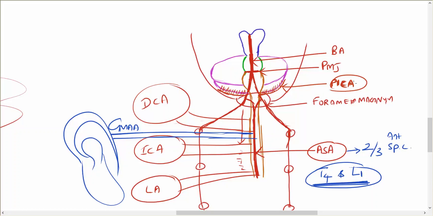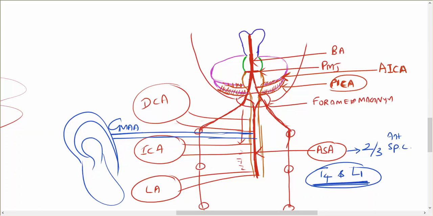Okay. And just above that another branch comes out from the vertebral artery. It supplies the anterior inferior part, and that is called the anterior inferior cerebellar artery.